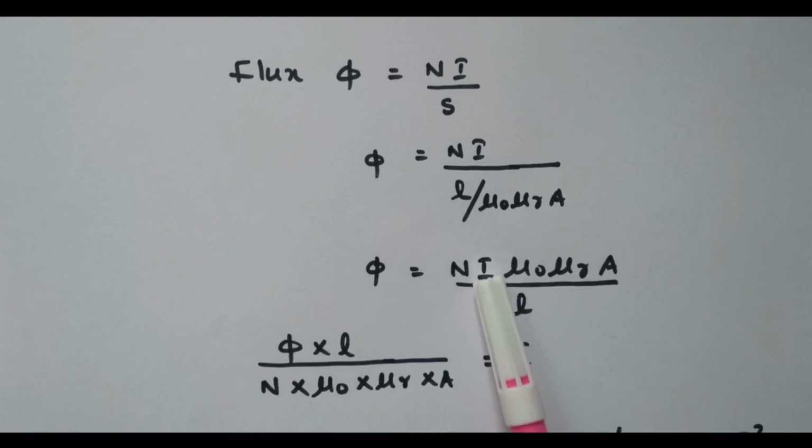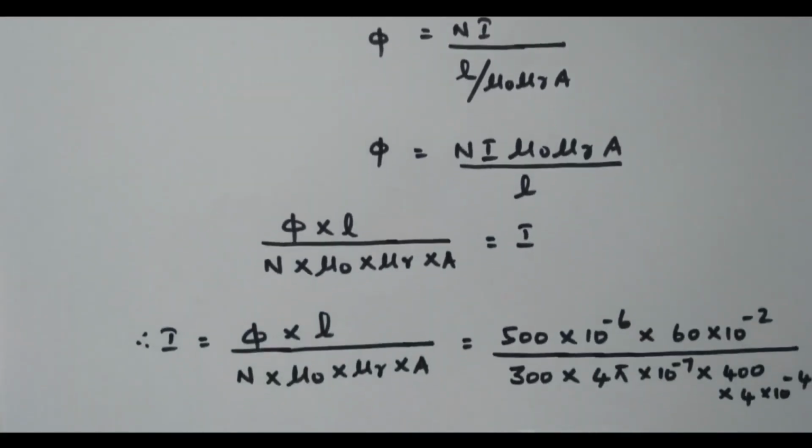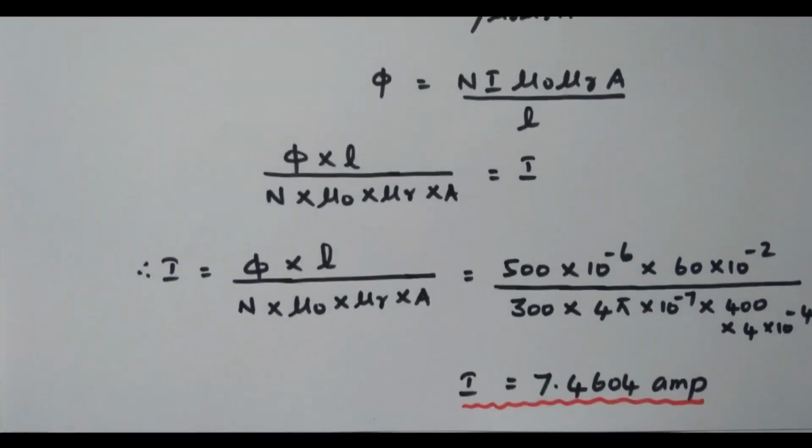So here we need the L value. We need the current, so this L is multiplied here, phi into L. This N mu naught mu r A is brought to the denominator on the left hand side. So that I equal to phi L divided by N into mu naught mu r into A. Now we will substitute these values one by one.